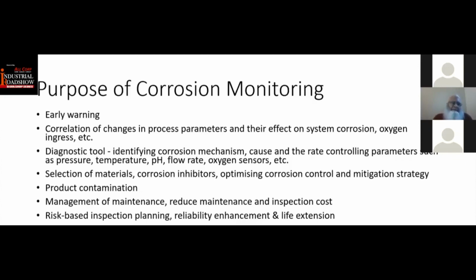Now, regulate CAPEX and OPEX, because if you know exactly what the corrosive characteristics of the fluid could be, then you can make the right material selection and you can also have control over your capital cost and operation cost.